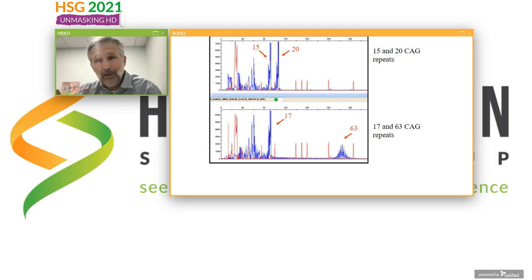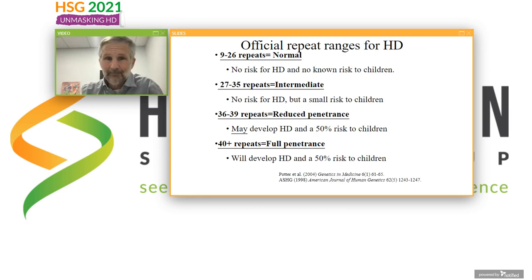And so again, what we're doing in the lab really is just making millions of copies of the CAG repeat that are tagged with a fluorescent glowing probe. And then we're sorting those out by size. And then we're figuring out how many CAG repeats we think a patient has, and then providing an interpretation.